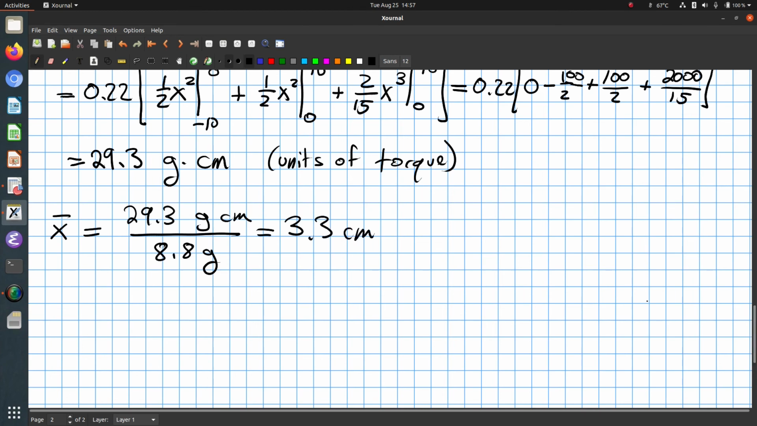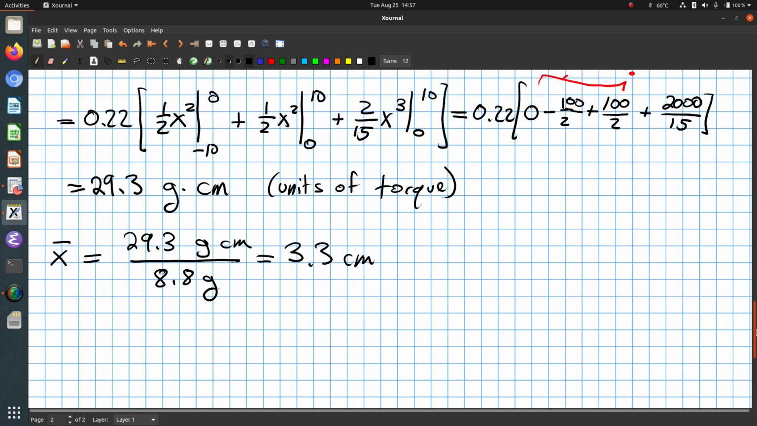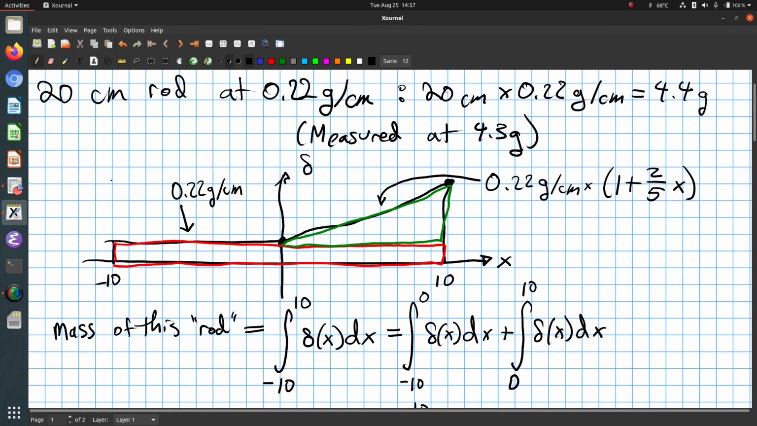Now, what does that mean? Well, that's an x coordinate, and it says that the center of mass is along this line, which is 3.3 centimeters from the center. And indeed, that's exactly where I showed you with the actual thin rod, in quotes, it's more of a plate. That's right where it balances. So this center of mass formula checks out and works perfectly fine.